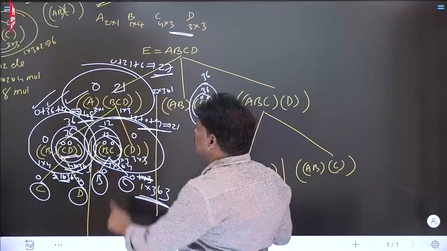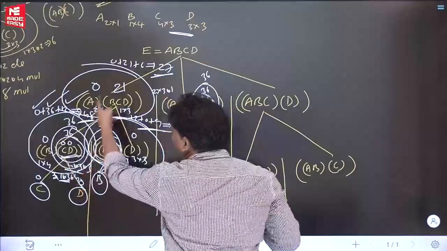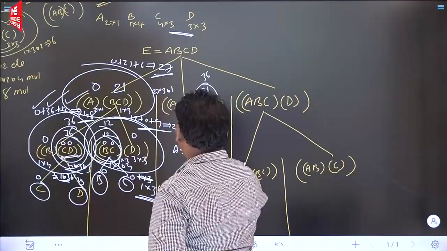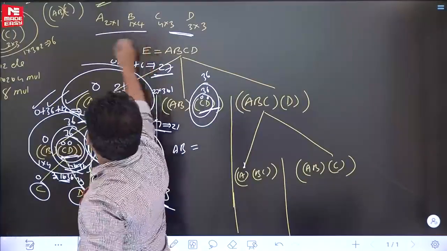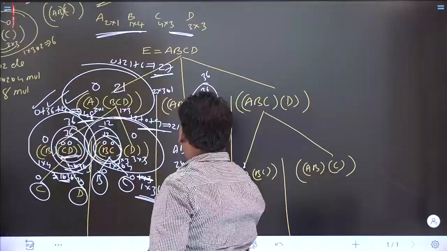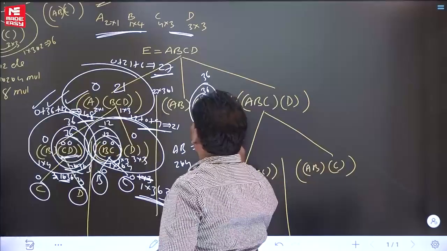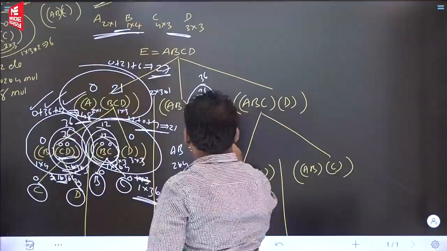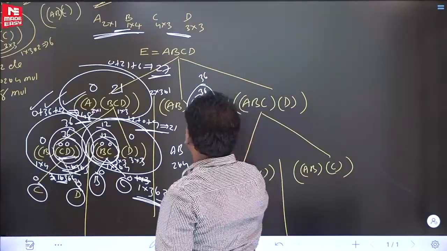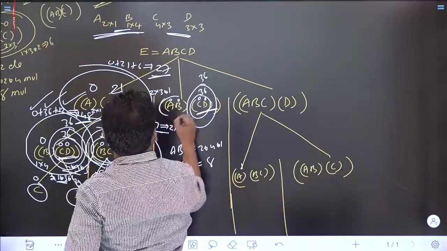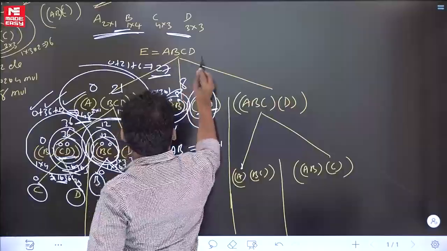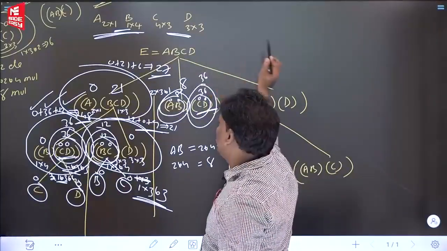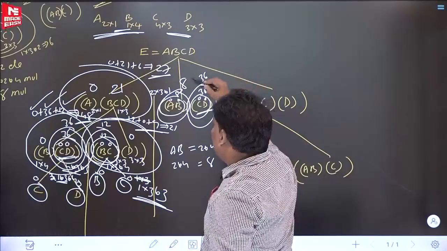Let's go for AB. AB is not available; you check whether it is available previously or not. Not available, so you will do AB. What is the AB size? 2 by 4, so 2 by 4 into... every element is required, one multiplication each, totally 8 multiplications. So A0, B0 combined is 8, overall is 8. So to get AB into CD, first AB required 8.